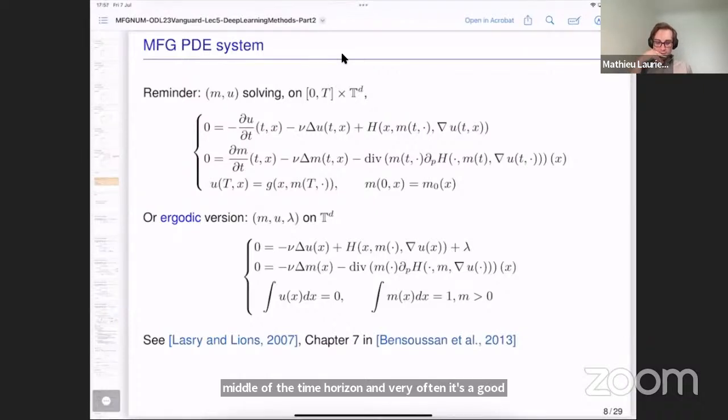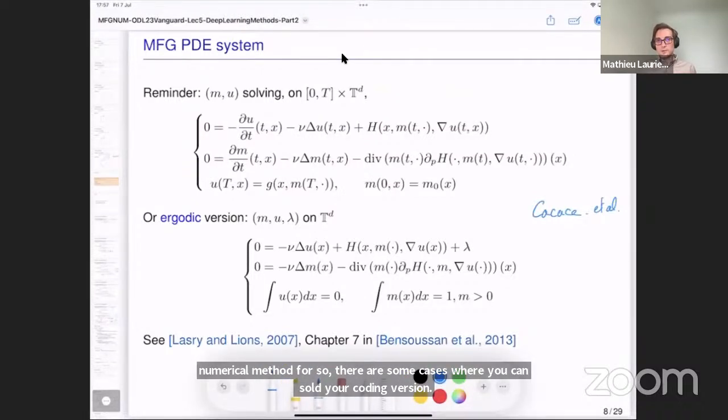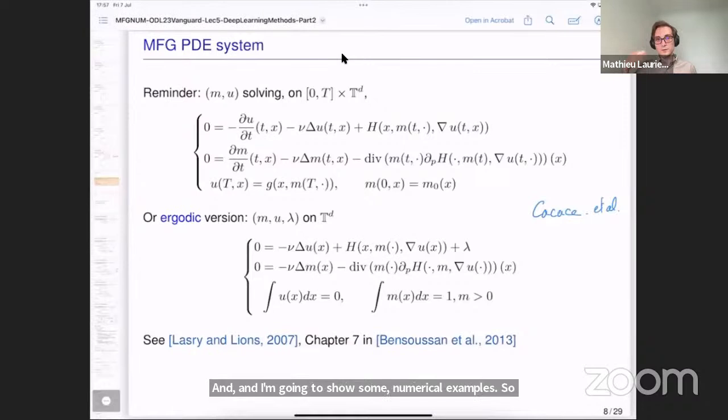In fact, there are some existing papers. I'm thinking in particular about the paper of Kakache et al., where they have a numerical method for ergodic mean-field games. So there are some methods, and there are some cases where you can solve the ergodic version. Here what I'm going to present is a deep learning method for the ergodic system, and I'm going to show some numerical examples. The goal is to solve it in high dimension, which would not be accessible using, for example, finite differences.